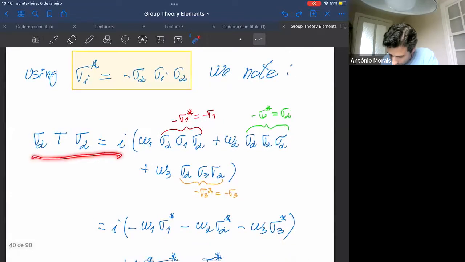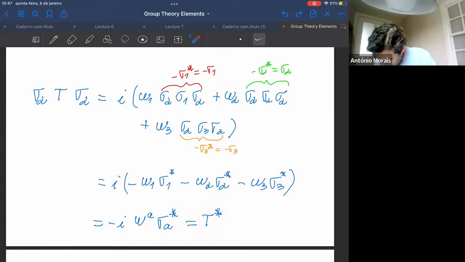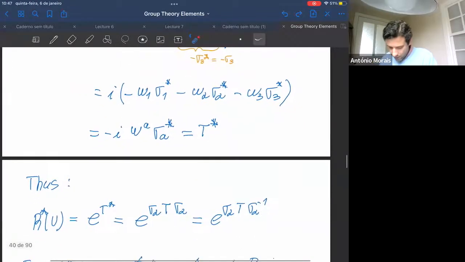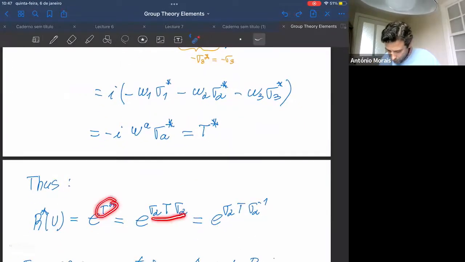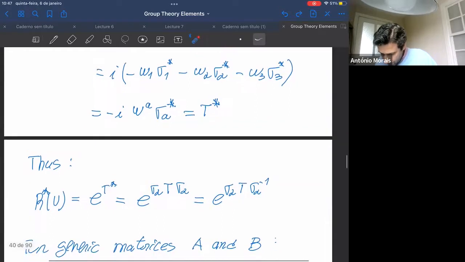So you just expand this. And you conclude that this minus I omega A sigma A star equals to T star. So this is to plug the result here. So now we can put that result here in this exponential. There you go. So you put this sigma 2 T sigma 2. And because of also the unitarity character of this sigma 2, you can write this in this way.